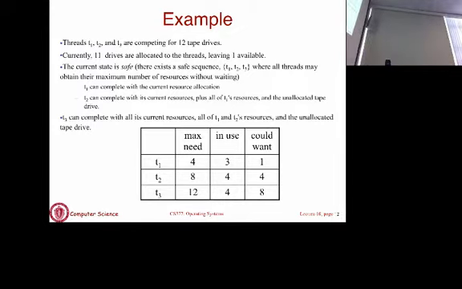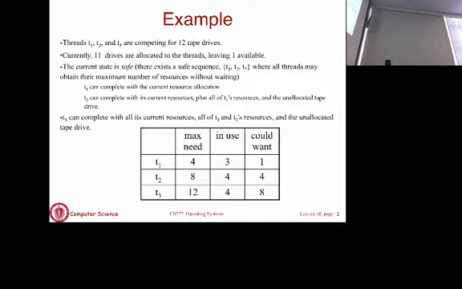But just because you could ask for the max doesn't mean you have to. There may be scenarios where you are actually using a smaller number. So T1 is currently using 3, T2 is using 4, and T3 is also using 4. And the third column is simply the difference between the two. It says what more you are allowed to request based on that max: the difference between the max you can request and what you currently hold. So that's the could-need column, or the need column.